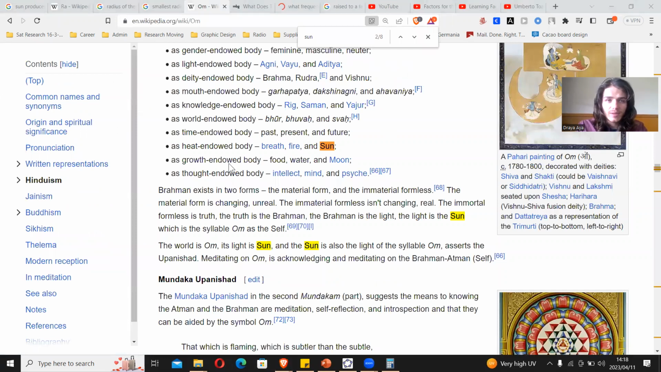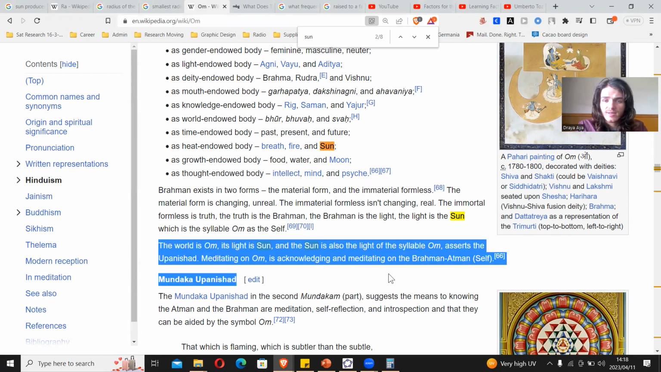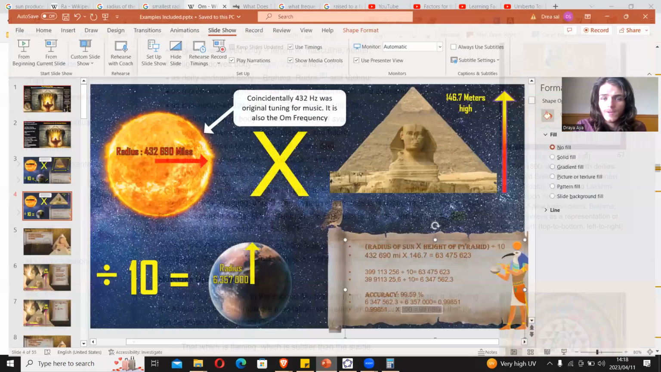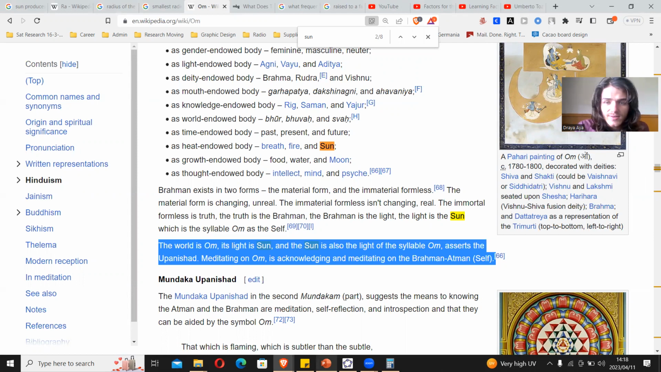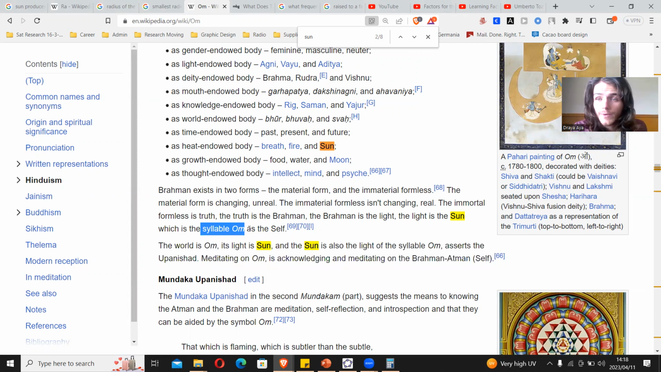Well, reading up a little bit more about Om, this is on Wikipedia, it says the word Om, and this is a quote from the Upanishads, which is a Vedic text. All right, it says the word is Om, its light is sun, and the sun is also the light of the syllable Om, asserts the Upanishad. So here we have the Upanishads linking Om to the sun, and here we see the 432 being the radius of the sun. Also says here, light is the sun, which is the syllable of Om itself.